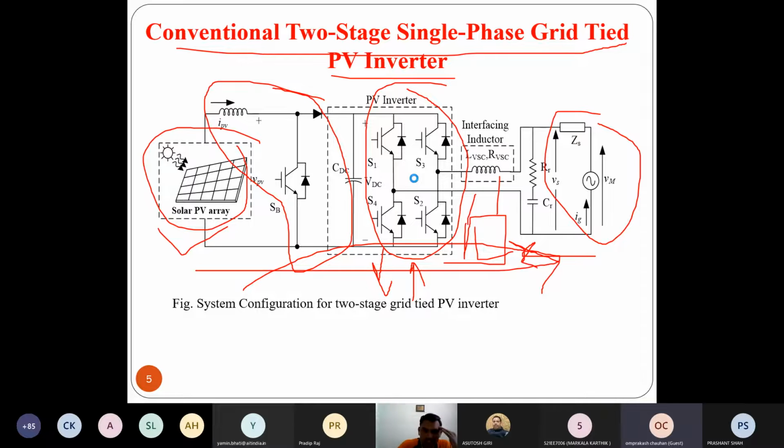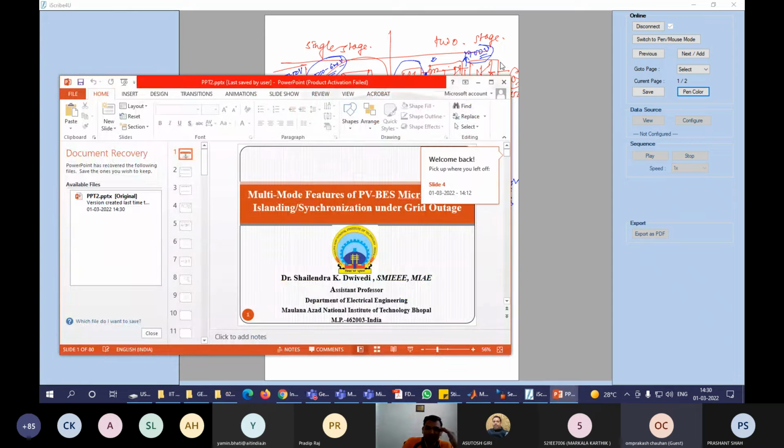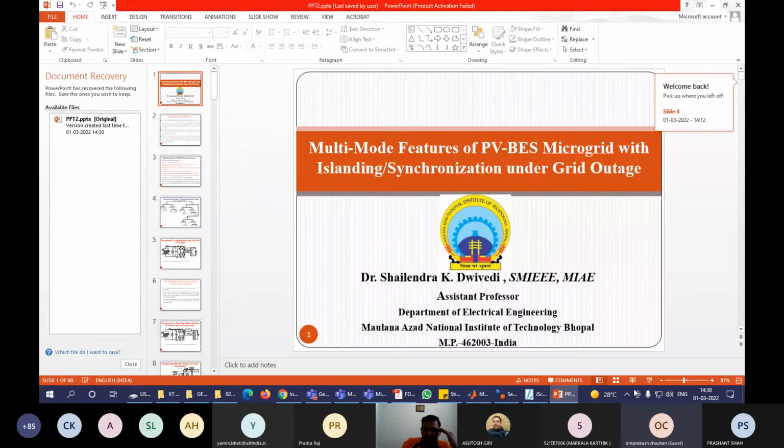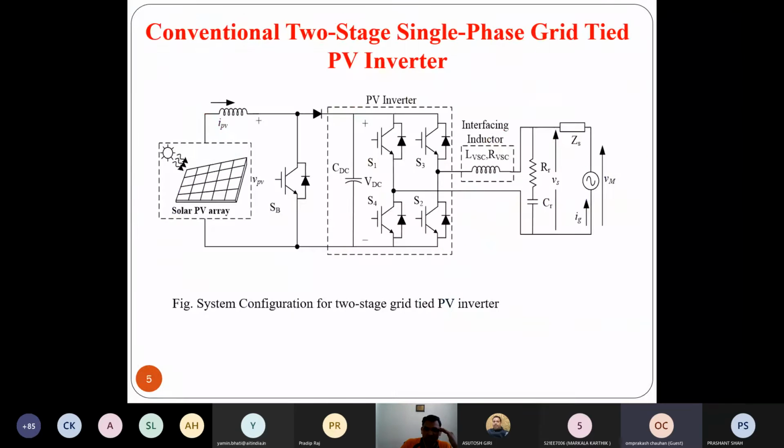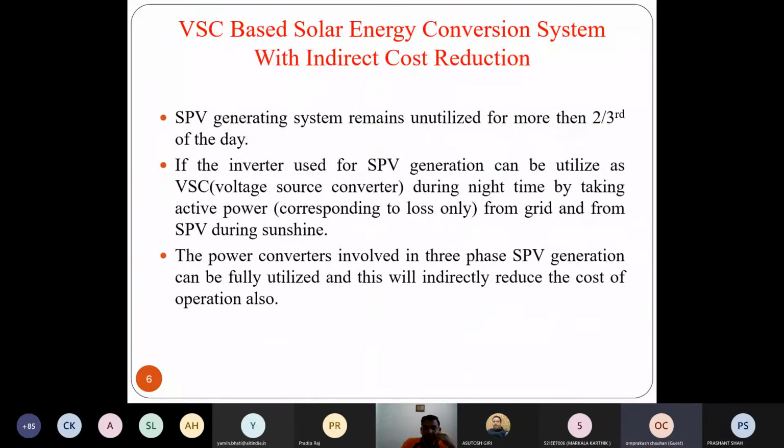So slowly we will improve the power factor of this particular system. The power converter involved, this will directly reduce the cost of operation if you are utilizing this converter 24 hours.